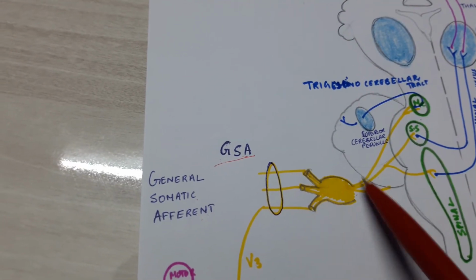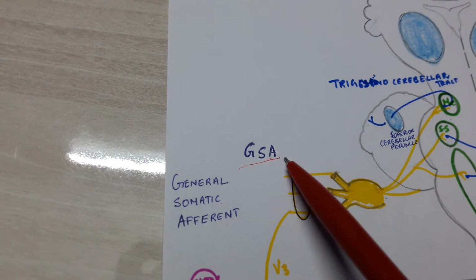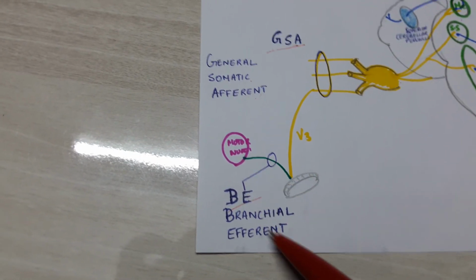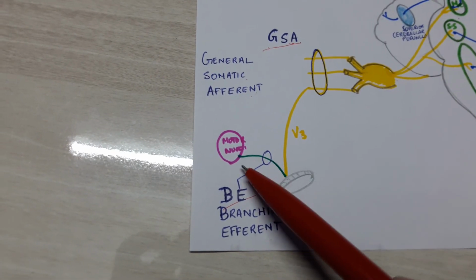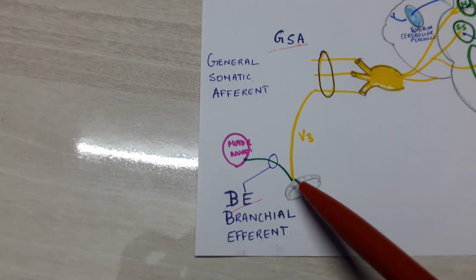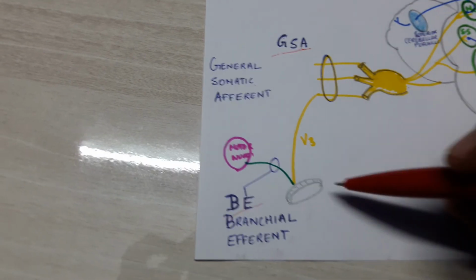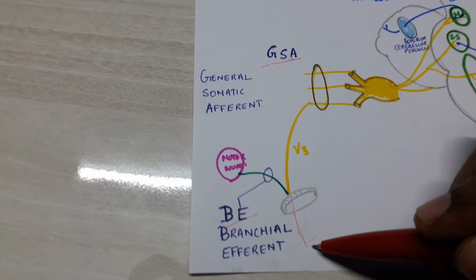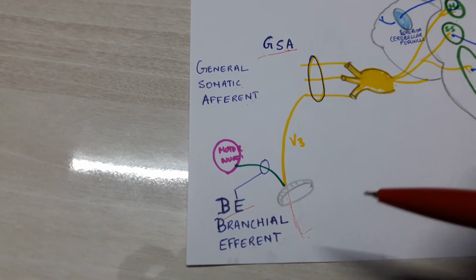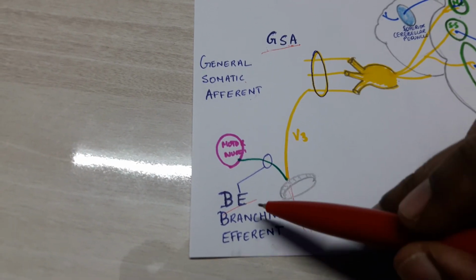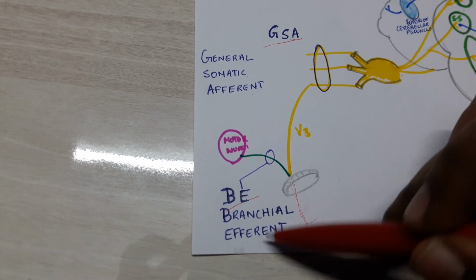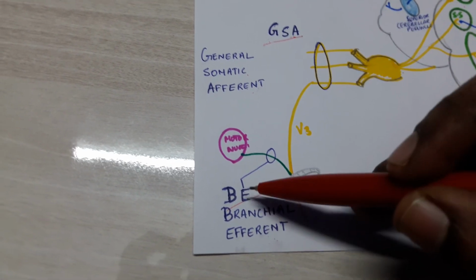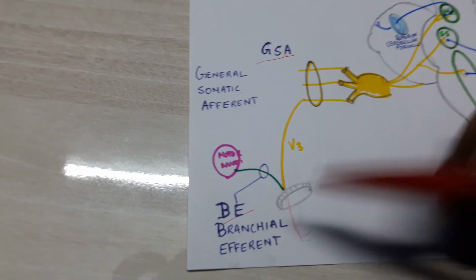All the sensory root will form the general somatic afferent nuclei. Then the motor nuclei will form the branchial efferents, because it will form part of what is called the mandibular nerve. Now, what does the mandibular nerve supply? It supplies structures derived from the first branchial arch. So that is why it's called branchial efferent. Efferent means from the brain to the muscles. So efferent is motor. Branchial efferent means motor supply.